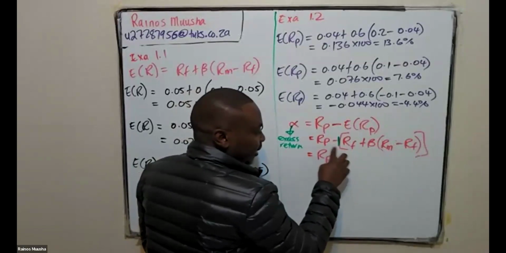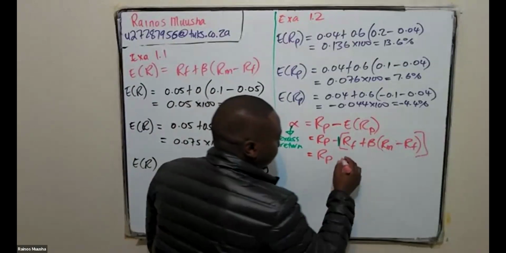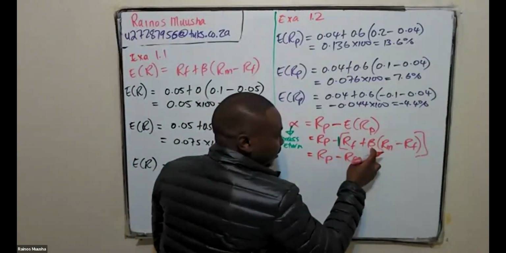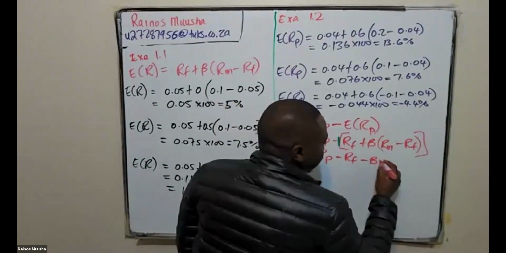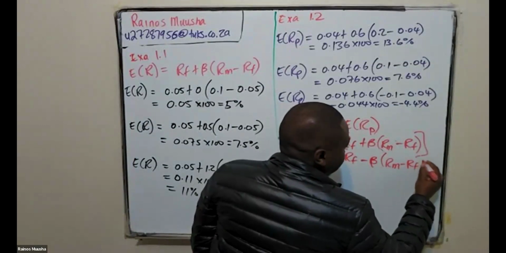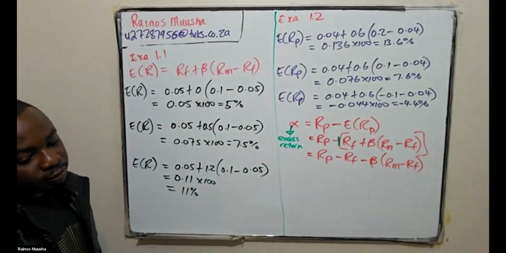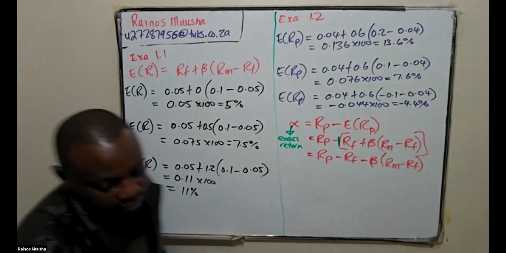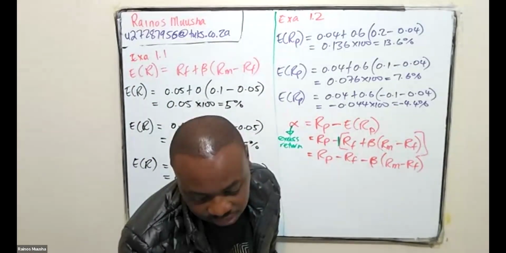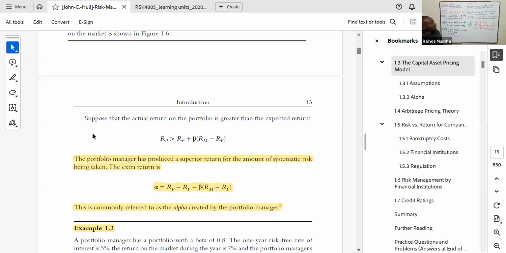So in this case, the coefficient is -1. So -1 times Rf gives you minus Rf. -1 times beta gives you minus the beta, in brackets, market return minus risk-free. So if you expand this bracket, you end up with this particular formula. And this is the formula that they are giving us on page 11.